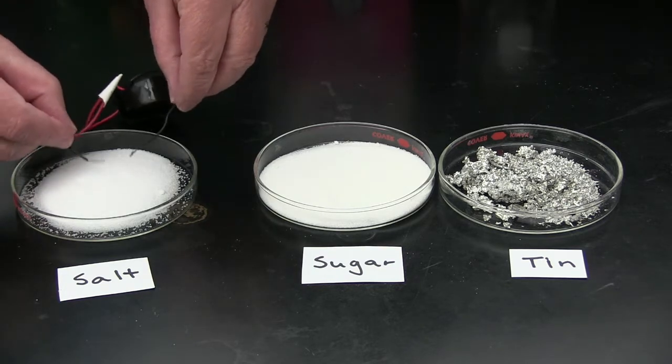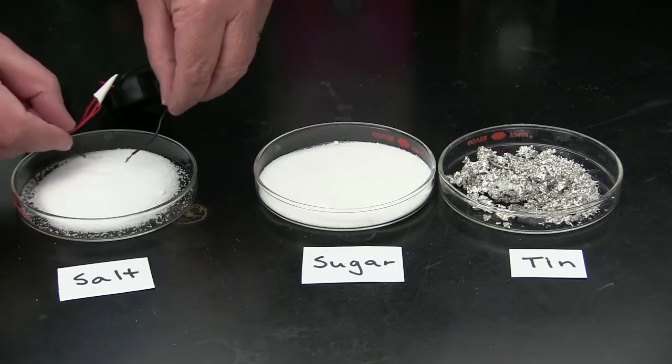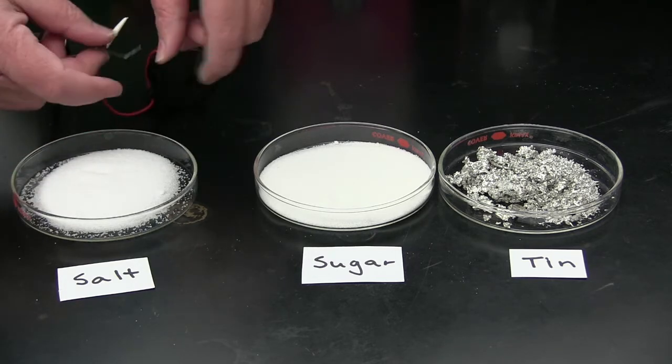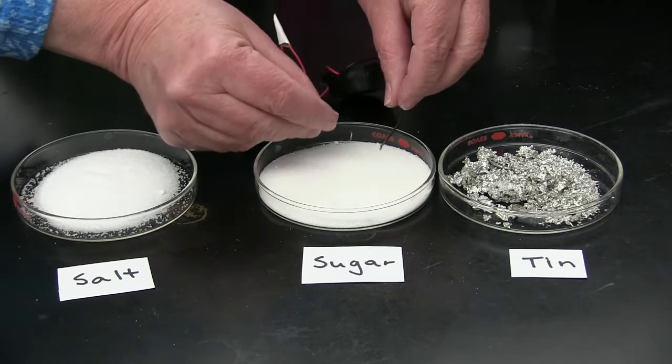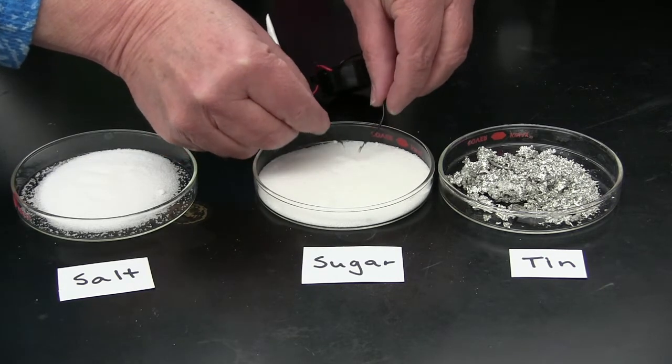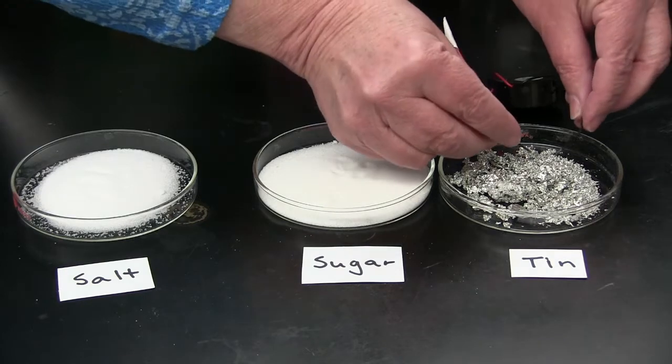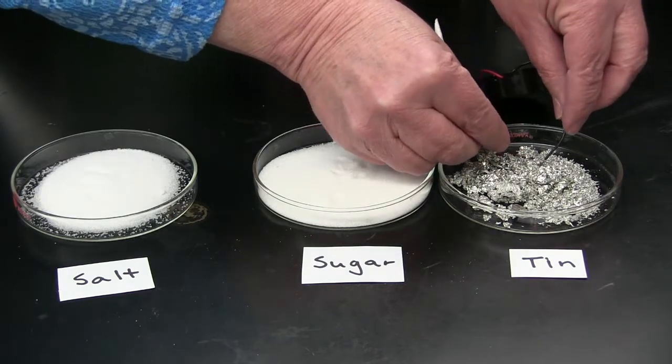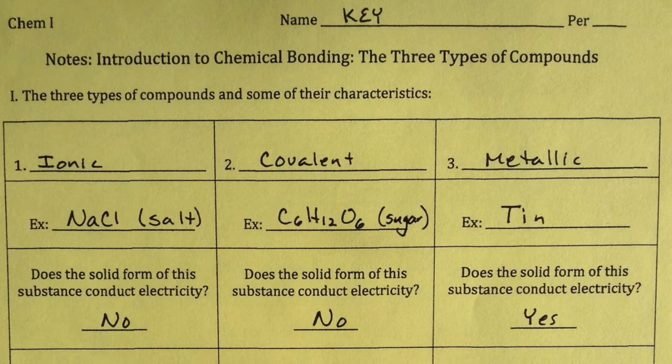First we test the salt, and you can see it doesn't conduct. We test the sugar, you can see it doesn't conduct. But the tin, not surprisingly, does conduct electricity. So we'll say no for ionic, no for covalent, and yes for metallic bonds in the solid form.